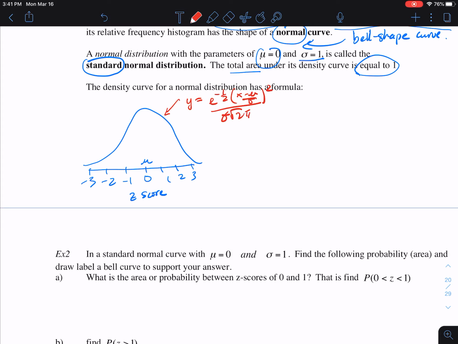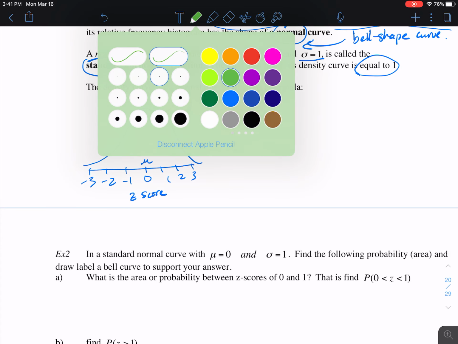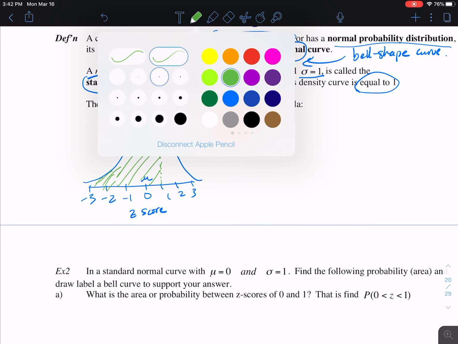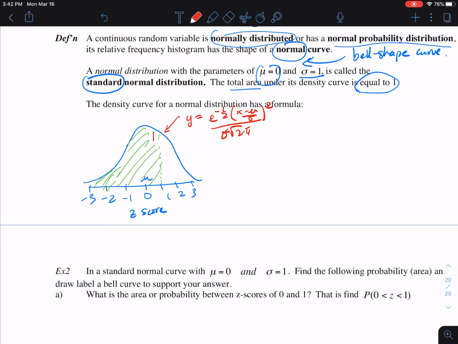Now, when we try to find the area to the left or to the right of a certain z-score, let's say we want to find the area to the left of 1 standard deviation, it's not the same thing as the uniform distribution anymore because it's not a rectangle. So how do we find the area under this curve that is not in a shape that we're familiar with, like a rectangle or triangle? What we can do is use rectangles to approximate that. We can draw this rectangle here to approximate the area.